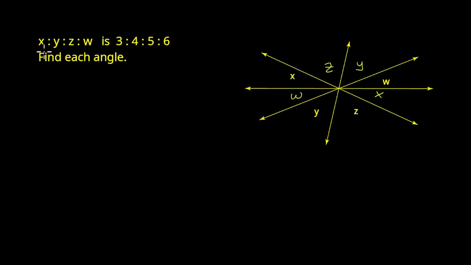So now you might be thinking, well, how are we going to get all these variables done when there's four of them? Well, we're going to make a new variable u. So x is 3u, y is 4u, z is 5u, and w is 6u.